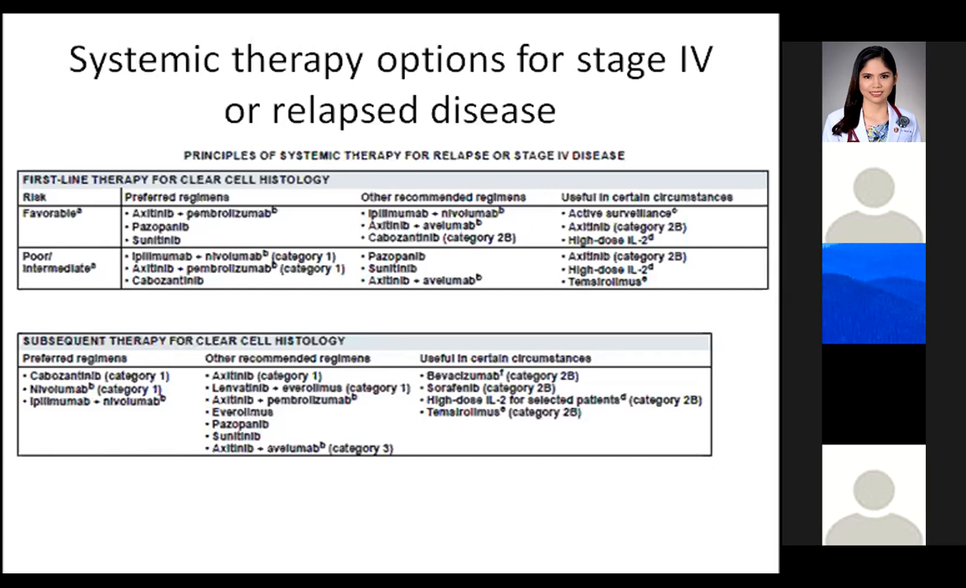mTOR protein regulates micronutrients, cell growth, apoptosis, and angiogenesis by its downstream effects on a variety of proteins. The NCCN Kidney Cancer Panel has included temsirolimus as a category 1 recommendation, under certain circumstances, for first-line treatment of poor risk patients. So the others are subsequent therapy for clear cell histology.